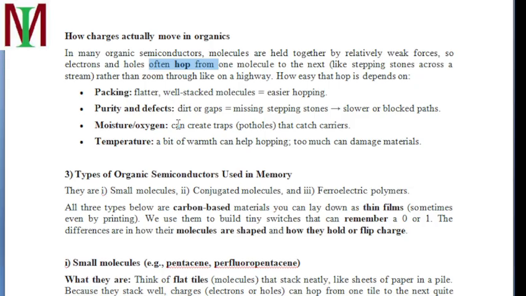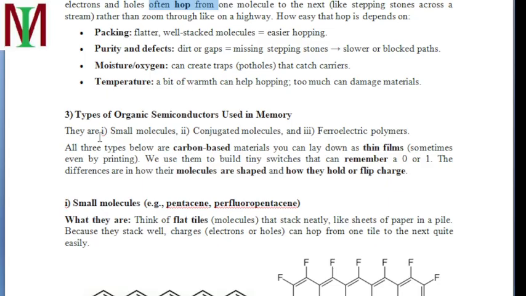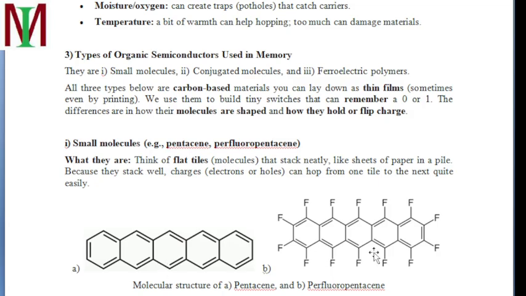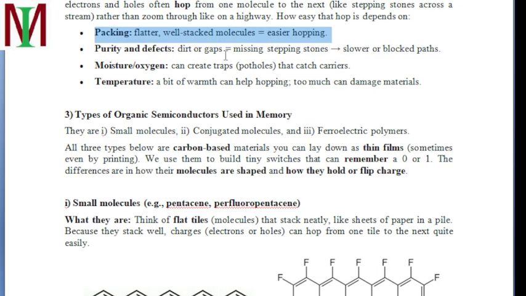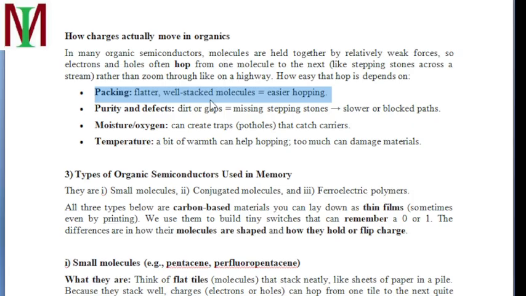When we cross a stream, we will not wet our legs, so we jump from one stone to the next stone. In a similar way, the electrons hop from one molecule to the next, rather than freely flowing, zooming through a highway. How easy that hop is depends upon the packing. Flatter, well stacked molecules, easier hopping. The packing of molecules, like pentacene or fluoropentacene, they are closely packed. If they are closely packed, it is easy for the electrons to jump. So it will be easier for the hopping.